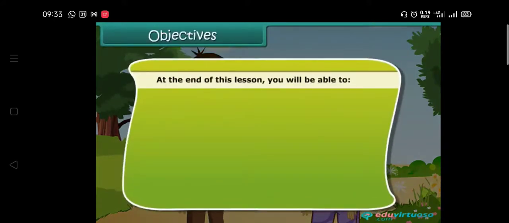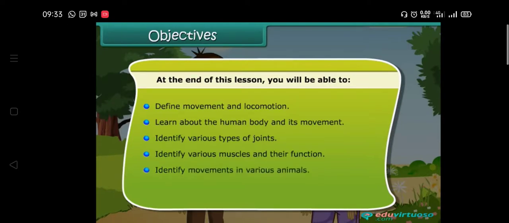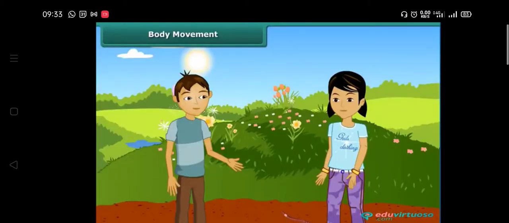At the end of this lesson, you will be able to define movement and locomotion, learn about the human body and its movement, identify various types of joints, identify various muscles and their function, identify movements in various animals, identify the streamlined body.